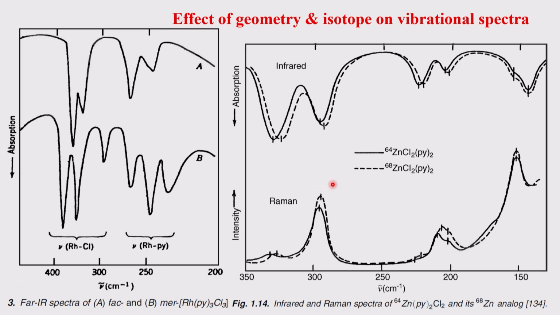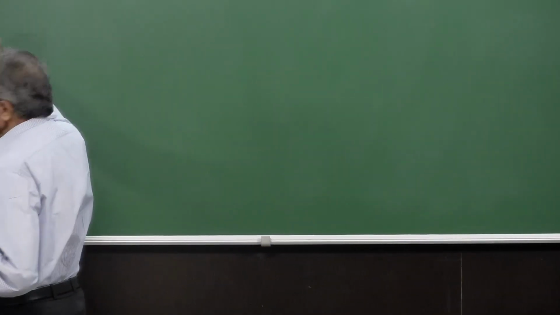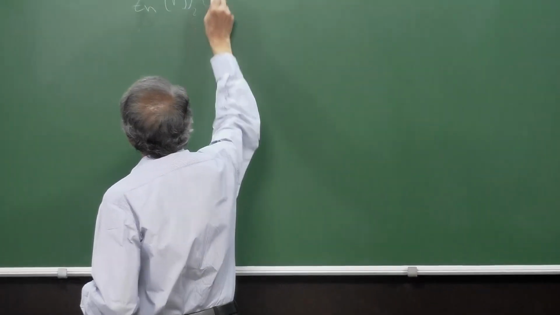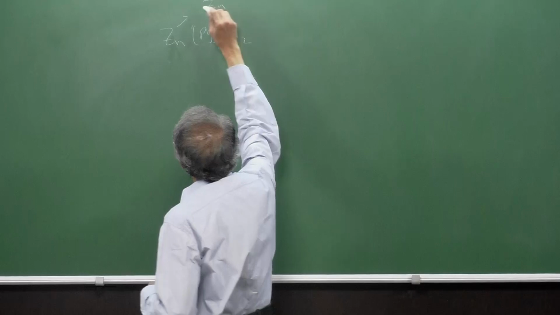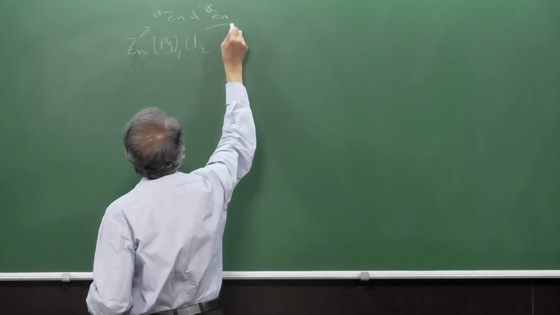So, the frequency moves lower for the heavier isotope, the one with the greater mass. That is where you get the isotope variation. Now, look at this complex of rhodium pyridine thrice. The previous example was zinc pyridyl twice and Cl2, where one zinc is used with the 64 isotope and the other one is the zinc with the 68 isotope.